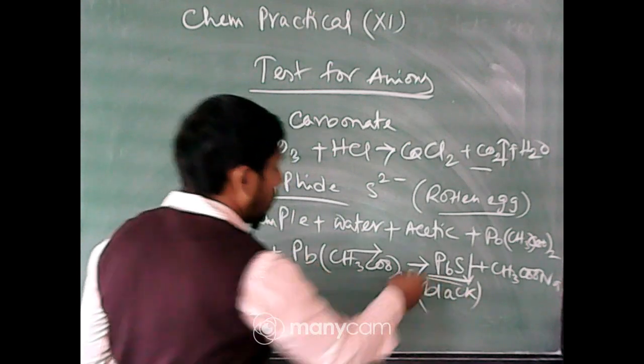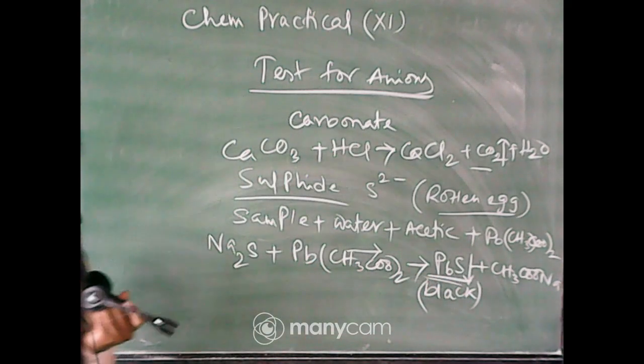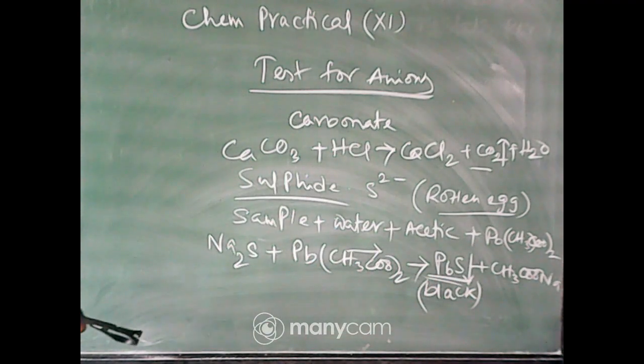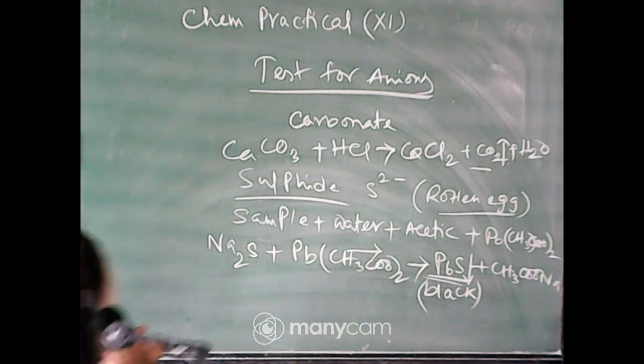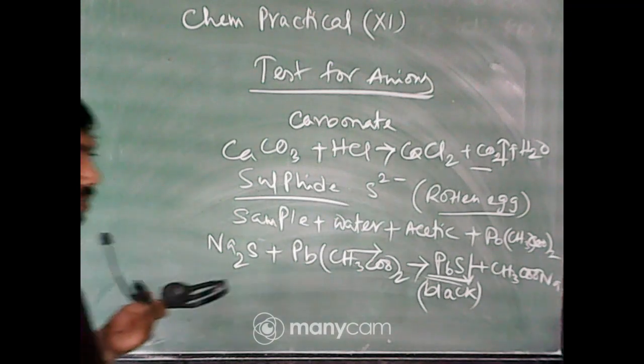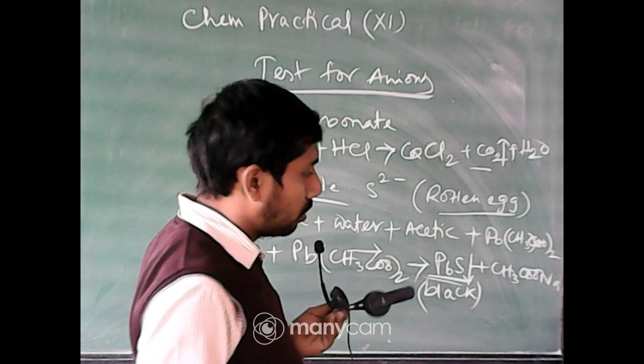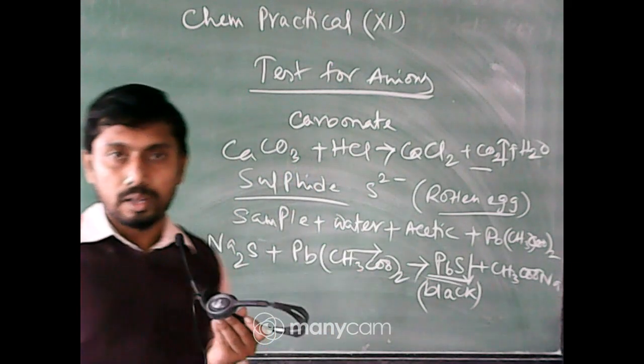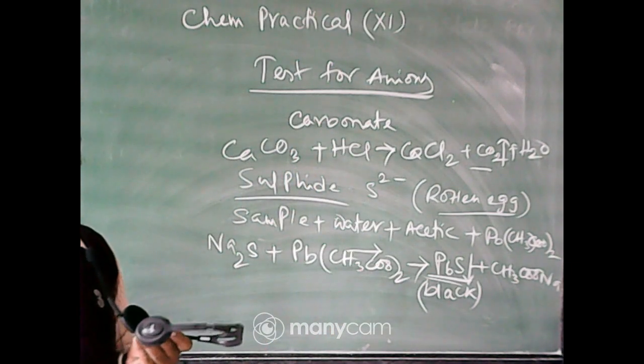Next, there is also an alternate test for sulphide. What is this? The alternate test for sulphide is to use sodium nitroprusside. If we add sodium nitroprusside to the solution, then it will give purple coloration. Sodium nitroprusside is not ready now. So in the next class we will see the sulphide test with sodium nitroprusside.